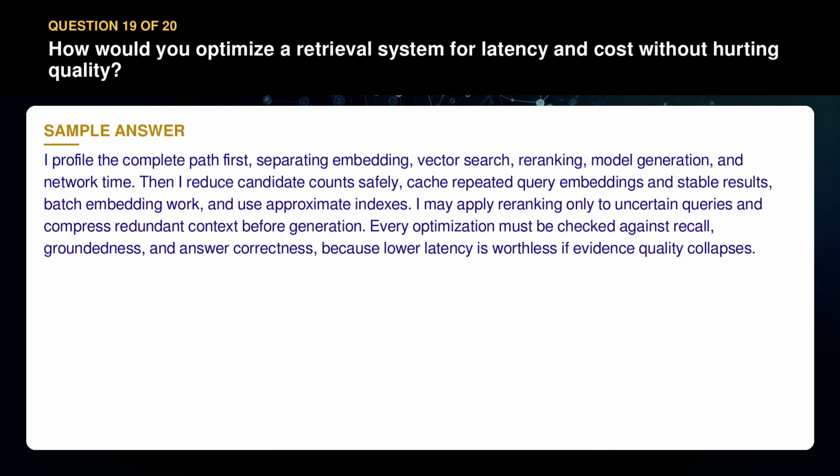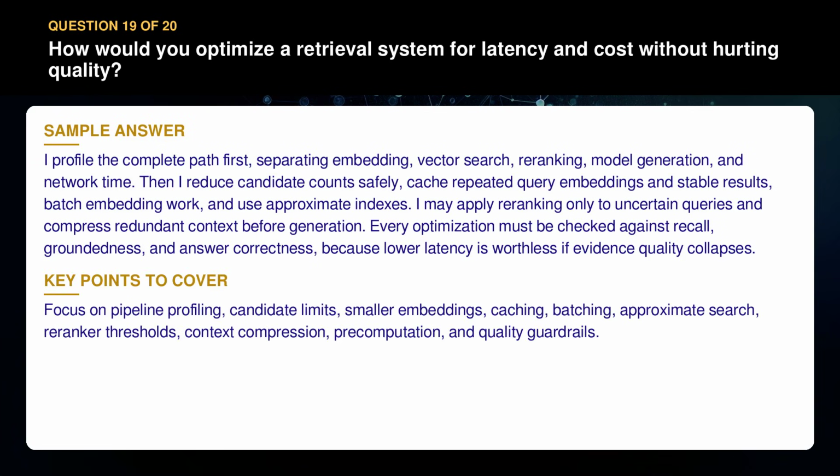Then I reduce candidate counts safely, cache repeated query embeddings and stable results, batch embedding work, and use approximate indexes. I may apply reranking only to uncertain queries and compress redundant context before generation. Every optimization must be checked against recall, groundedness, and answer correctness, because lower latency is worthless if evidence quality collapses. Focus on pipeline profiling, candidate limits, smaller embeddings, caching, batching, approximate search, reranker thresholds, context compression, precomputation, and quality guardrails.